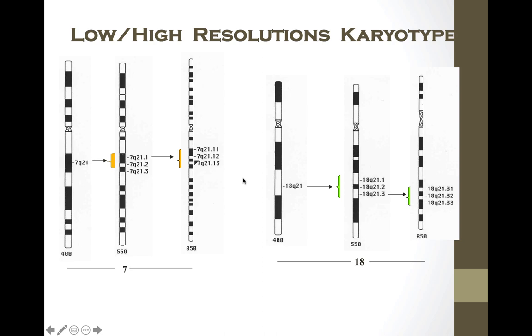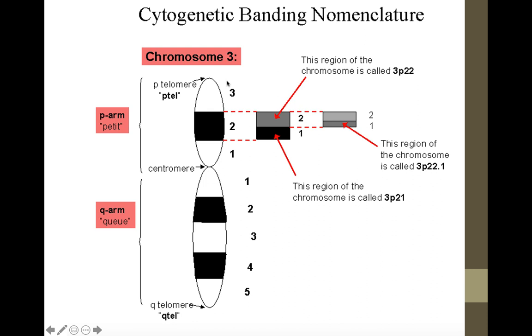So let's look at this further. So, for example, this is chromosome 3. It is made up of P arm and Q arm. Each one is made of band 1, 2, and 3. Band 2 is made out of two subbands, 1 and 2. So this one will be chromosome 3, P, and then subband 2. Band 2, subband 2, so this is 3P2.2. If you divide it further with higher resolution, this will be 3P2.1, for example. It's pretty simple.